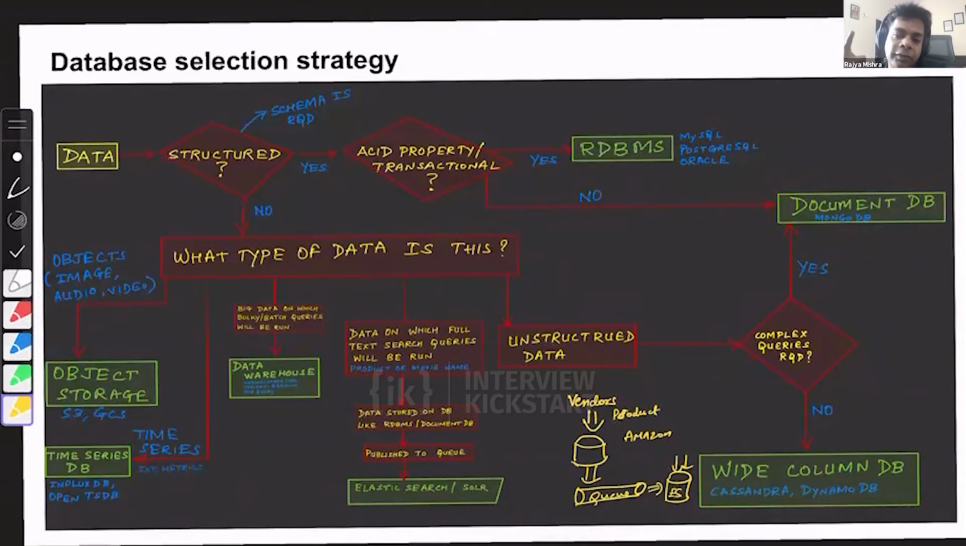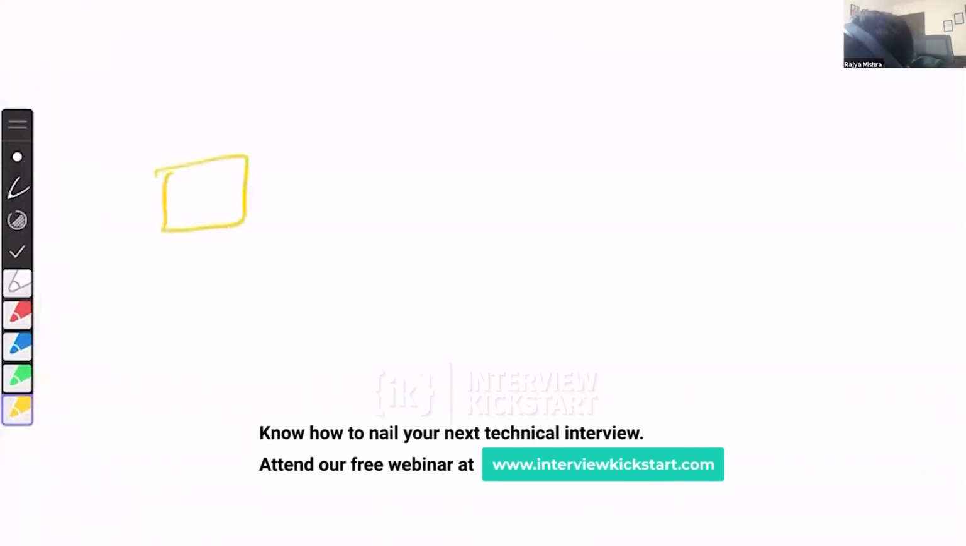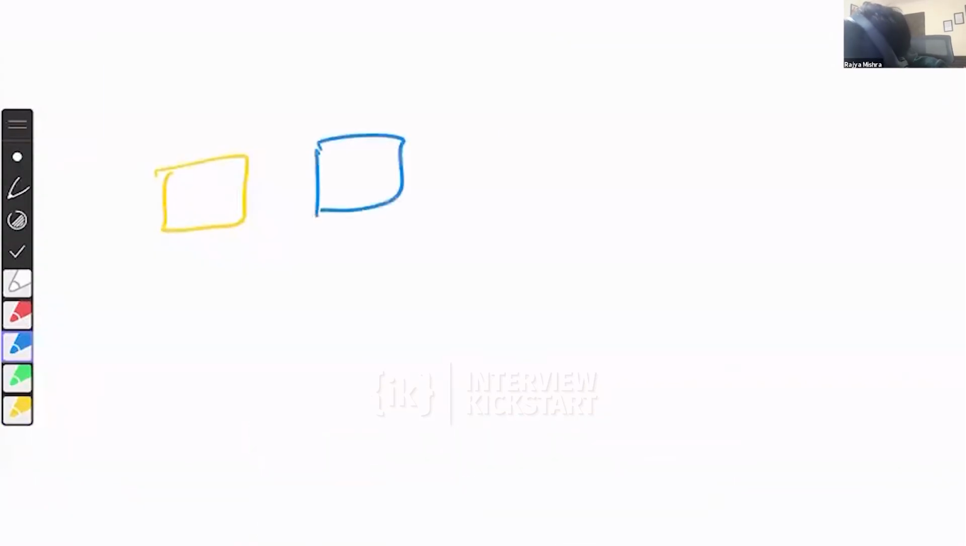One case where I see Memcached could be useful is this: let's say you have a lot of application servers, right?